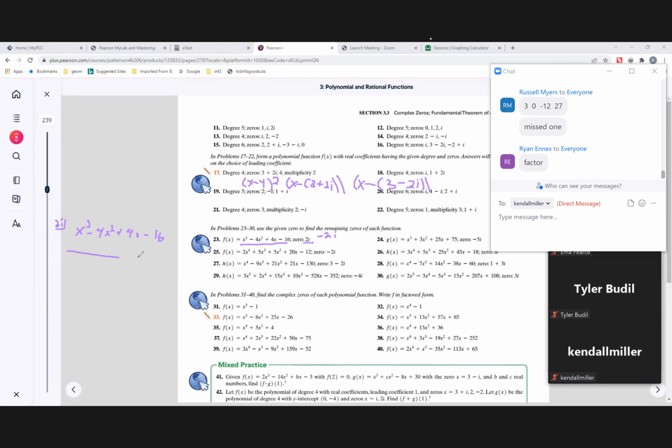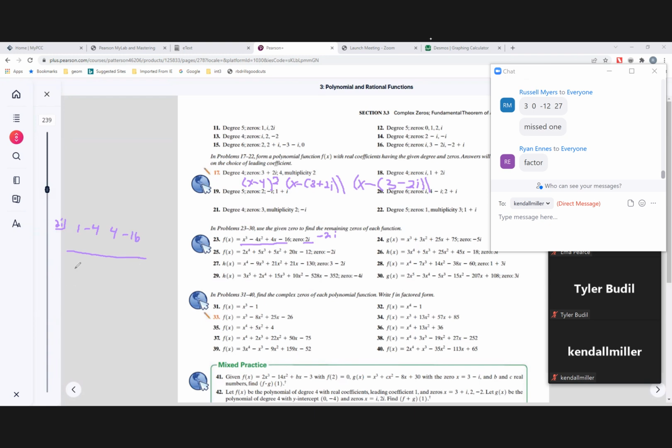Now this is going to get, oh, wait a minute here, hold on. I don't want to put all that junk in there. I just want to put in the, so I'm going to go 1, negative 4, 4, and negative 16. There we go. Okay, so I'm going to do synthetic division.